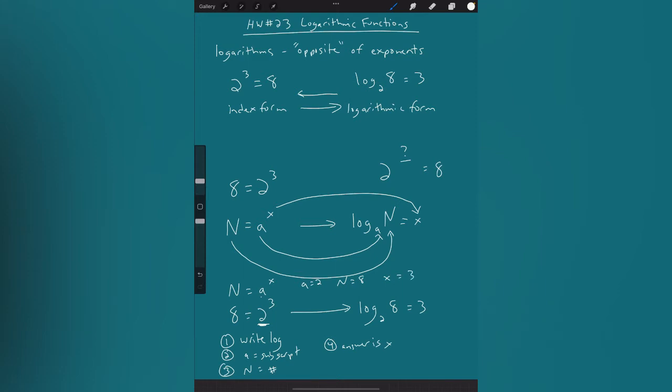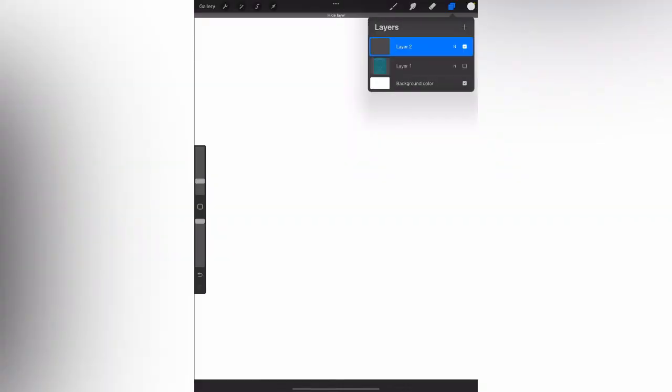So you really just substitute those values. a is your subscript down here, which is 2, 8 is your n, and x is 3. So it's just another way of writing it. And by writing out log, that might seem confusing. Like I said, the best way we're going to get this is by practicing. So we're going to move on.